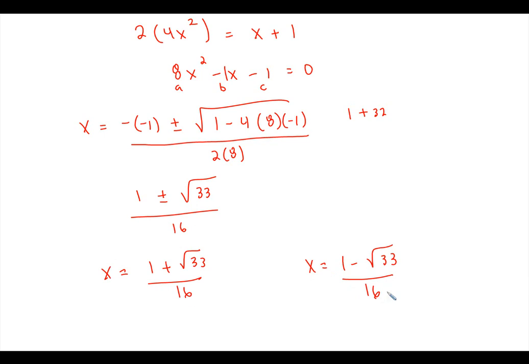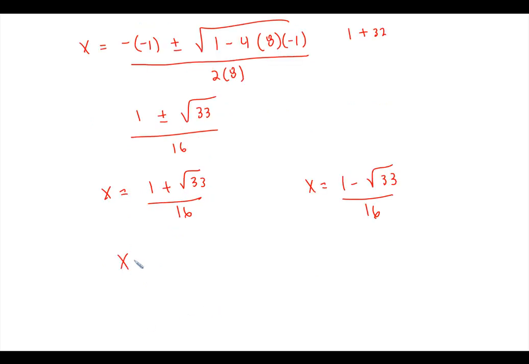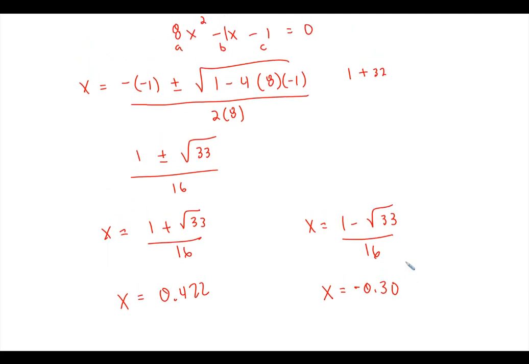And what we want to do is put these values in the calculator. All right, let's find out what we would get in the calculator. So if we put them in the calculator, we would end up with, let's see, x is going to equal 0.422, and over here x is going to equal approximately negative 0.30. All right, so once again, we want to double check our solutions. So we've got 0.422 and negative 0.3.